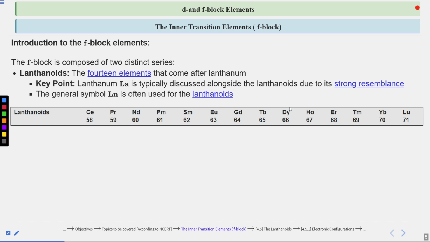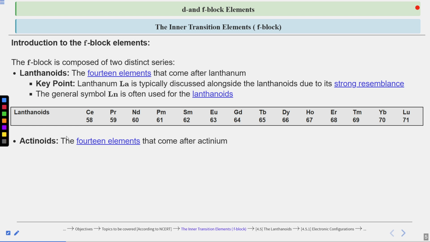We have these 14 elements of the lanthanoid series, starting with cerium, atomic number 58, and ending with lutetium, atomic number 71. So cerium, praseodymium, neodymium, promethium, samarium, europium, gadolinium, terbium, dysprosium, holmium, erbium, thulium, ytterbium, and lutetium. So these are the 14 lanthanoid elements with their respective atomic numbers.